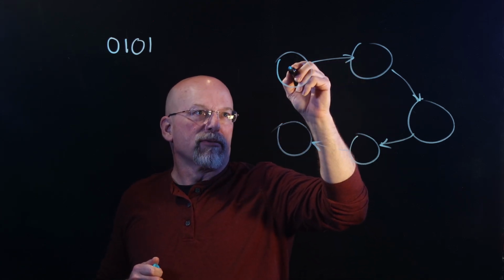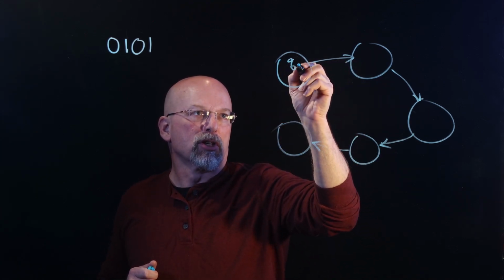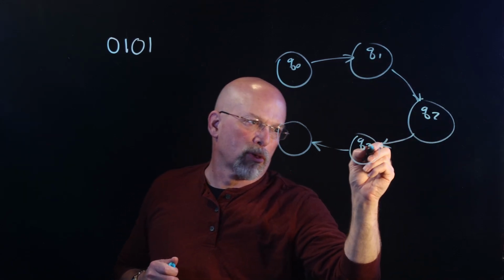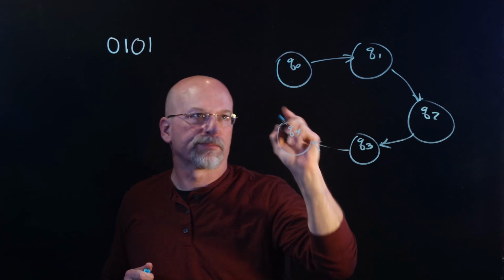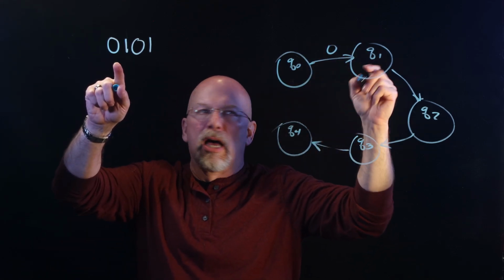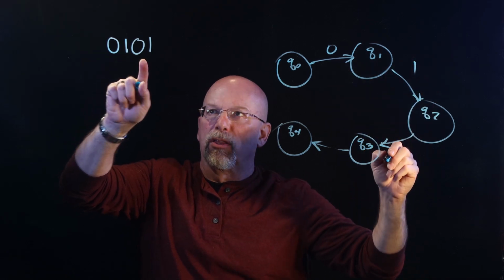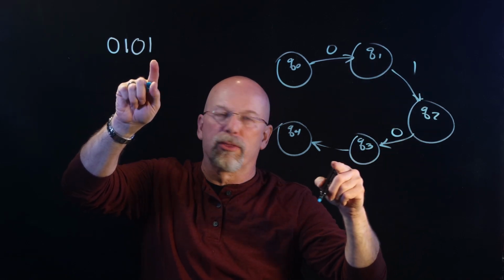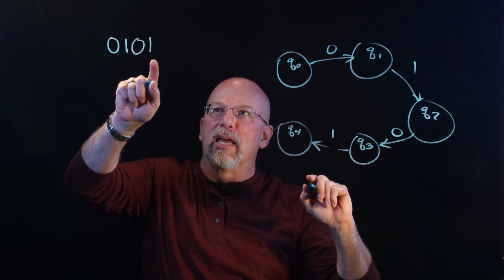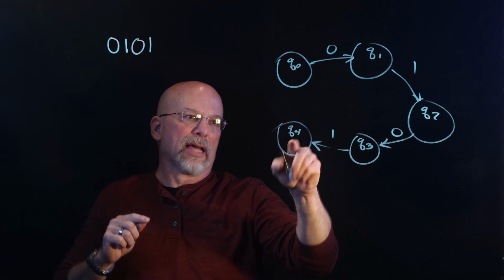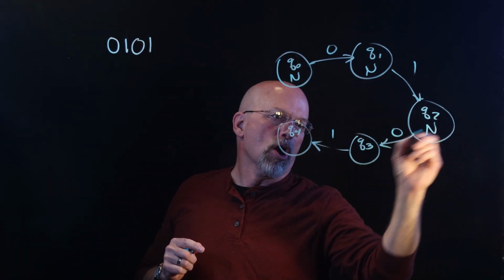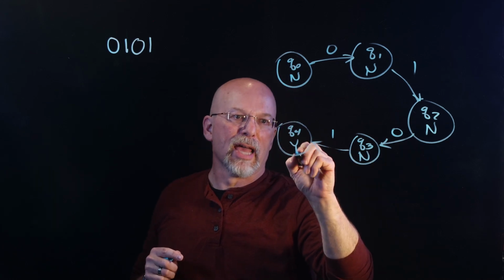So from the first state, we'll call this Q0, then Q1, Q2, Q3, Q4. What we're going to do is say if I get a 0, I go to the second state. If I get a 1, I go to the next state. If I get a 0, I get the third state, and I go to the fourth state. And if I get a 1, I go to the last state. So what we've got is no, no, no, no, yes.